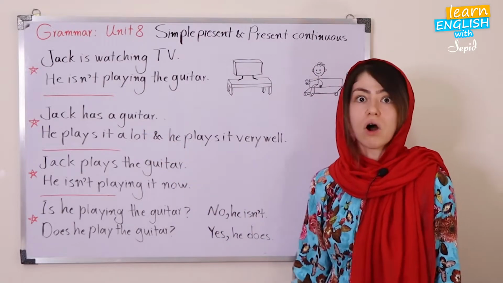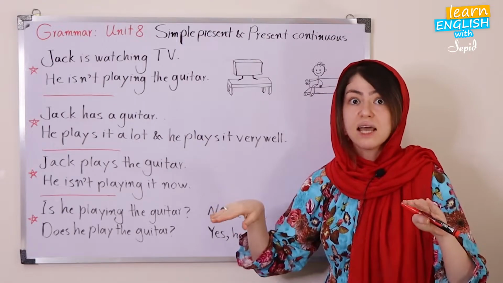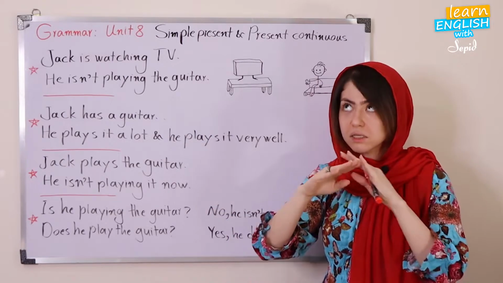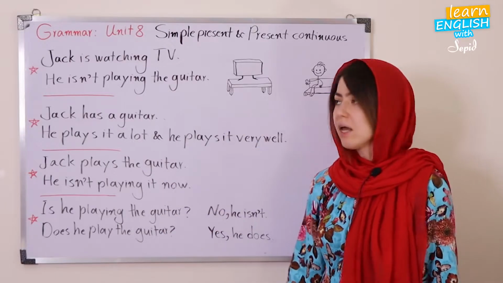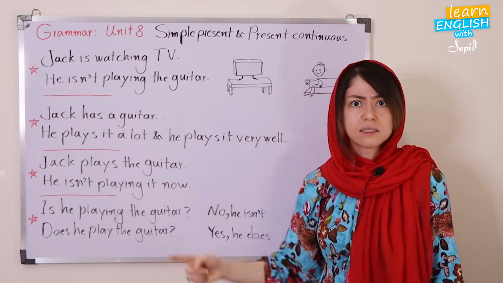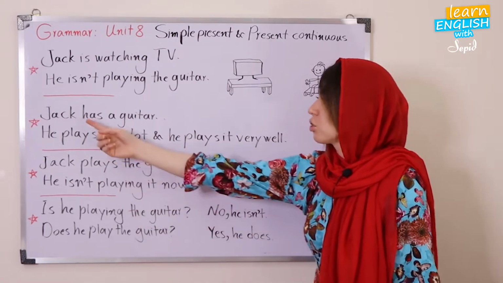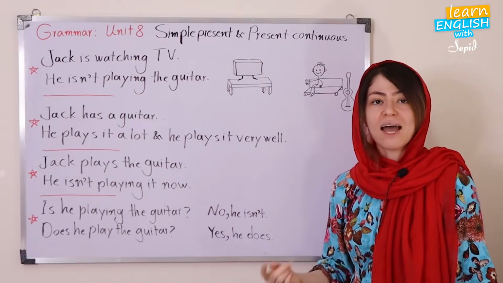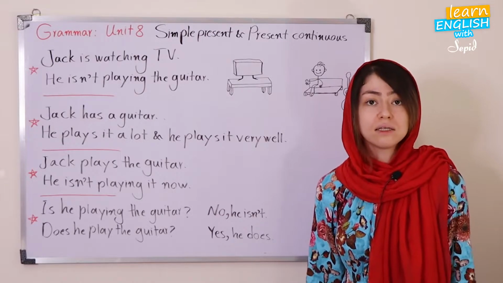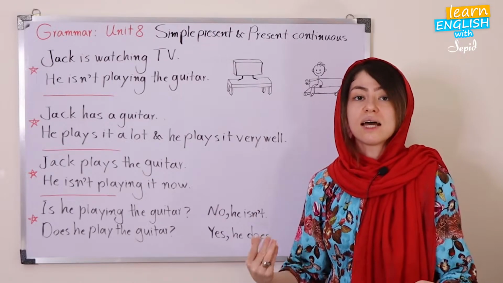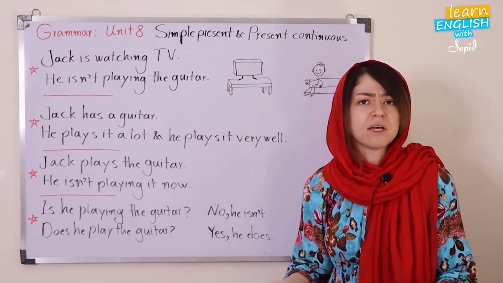Jack has a guitar, okay? So it's a general situation. You cannot say Jack is having a guitar. This is wrong, okay? Because it's not something that Jack is doing now, okay? It's a kind of state that is always the same in Jack's life, okay? So Jack has a guitar. Jack has a house, okay? Jack usually plays the guitar. So these are the actions that generally exist in Jack's life and some of his habits, okay?